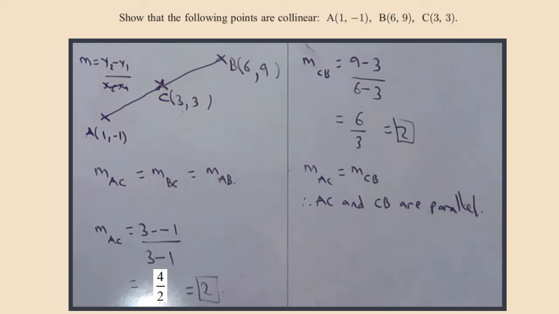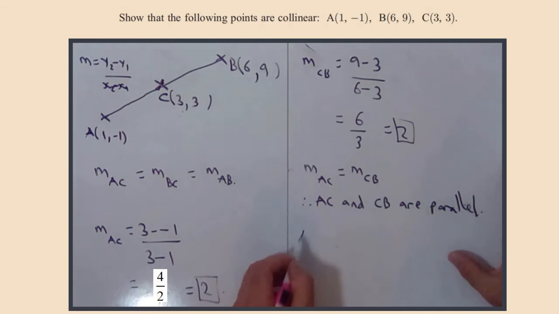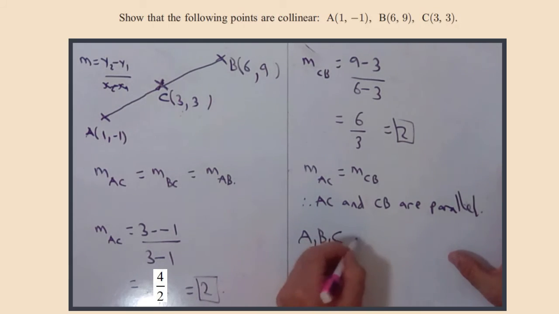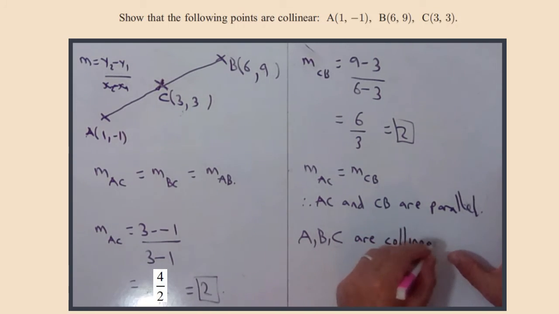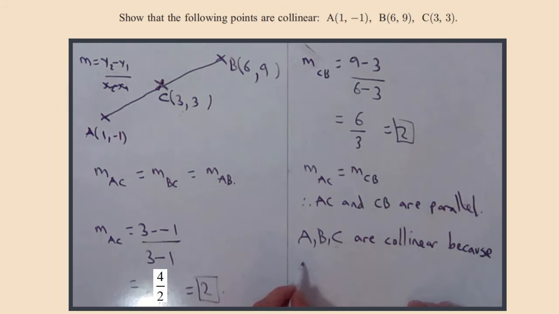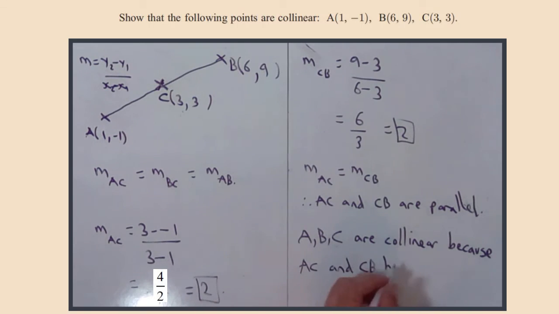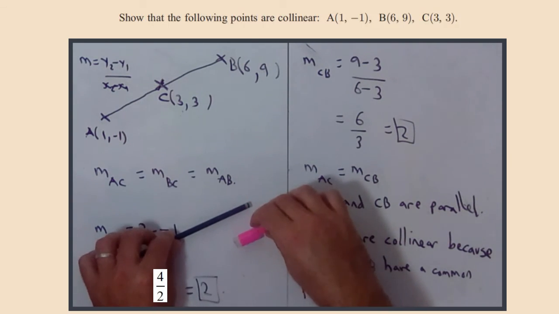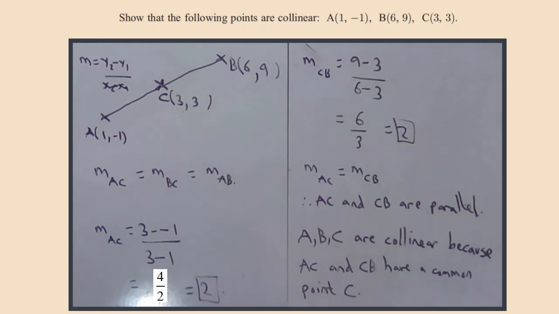So that's sort of half of the story. The collinear bit comes from this common point. So I can say A, B, and C, the points, are collinear because, so I've already shown that they're parallel, and AC and CB have a common point C, or meet at point C. So the same gradient bit means that they are parallel, as in they could be something like this, but the fact that they both pass through a common point, they must be collinear, one straight line going through them all.